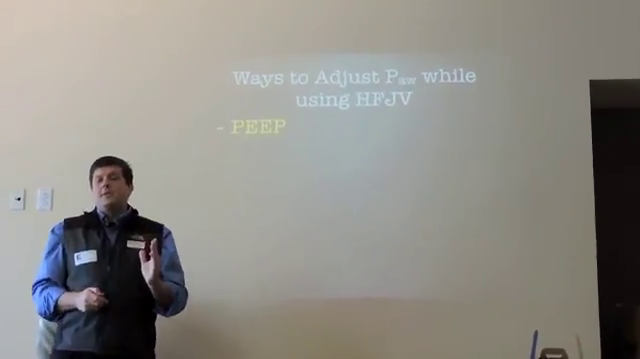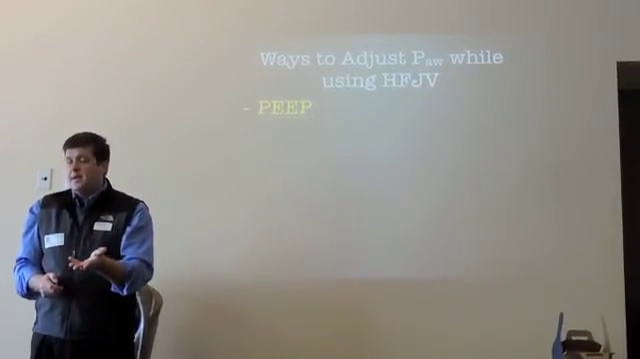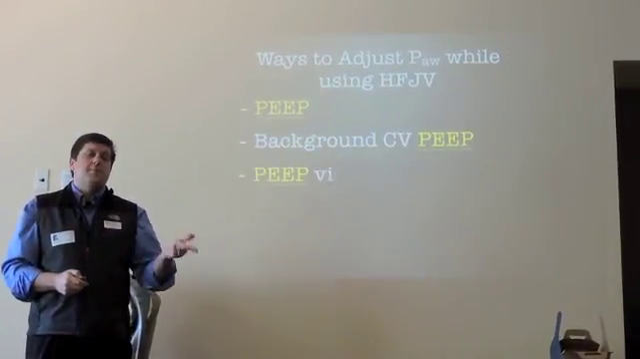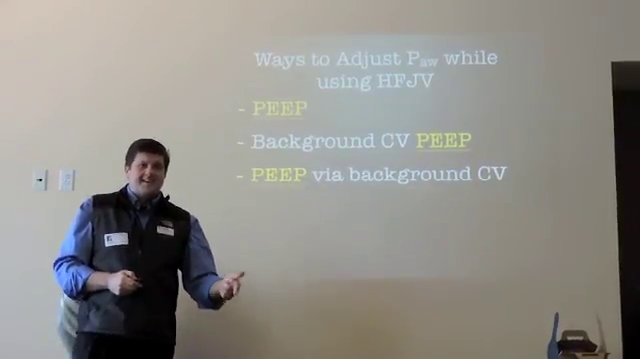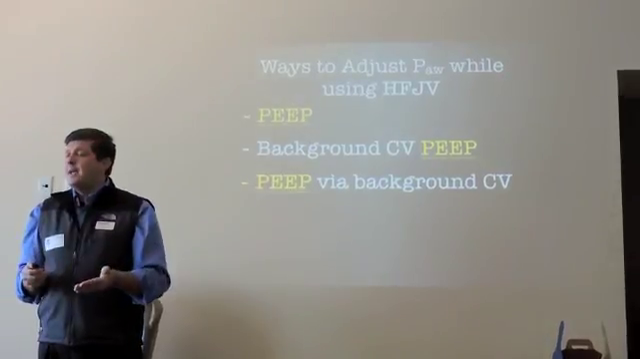So the best way to adjust mean airway pressure while using the jet is to use PEEP. Okay? The second best way is to use PEEP. The third best way is to use PEEP again. Okay. I'm hammering that home because that is the most direct way. It's a one-for-one thing.